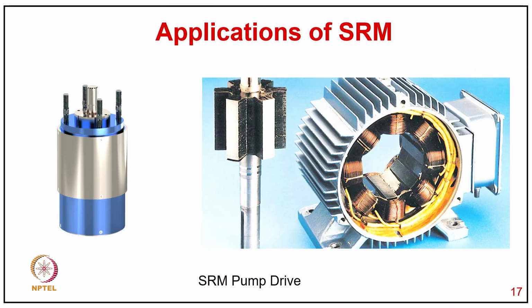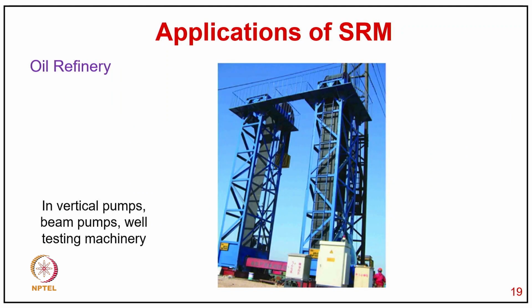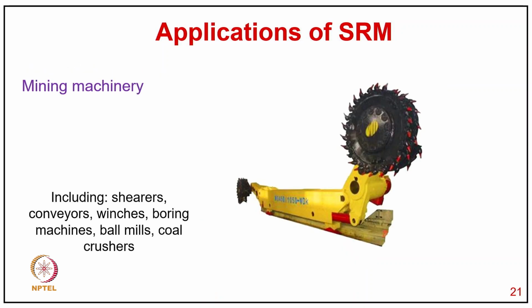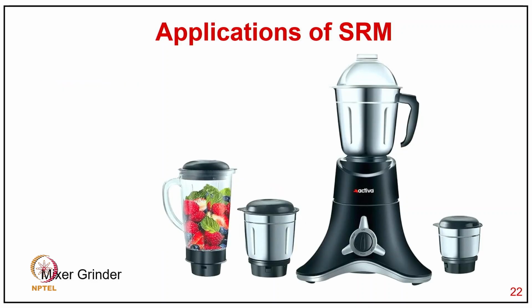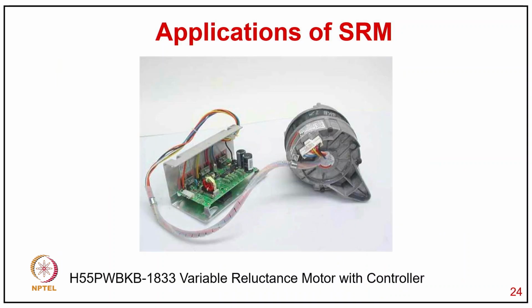Then you can see a reluctance pump motor drive, for both configurations, with a cylindrical pole structure on the stator and rotor, and how the assembled motor looks. Then textile machinery in repair looms and towel looms, etc. Then the oil refinery in vertical pumps, booster pumps, well testing machinery. Then mechanical presses, then mining machinery including shearing conveyors, winches, boring machines, ball mills and coal presses. Then food grinders, typically 220 watt, 1000 watt, 13,000 rpm SRM for mixer grinder.